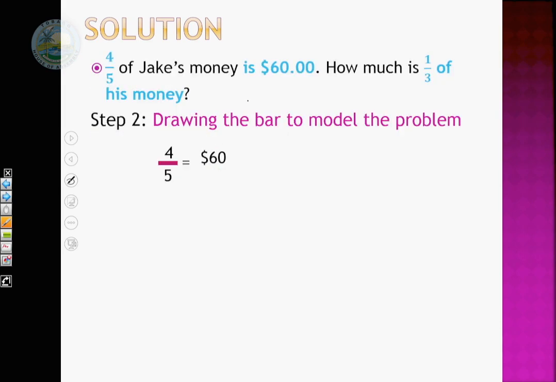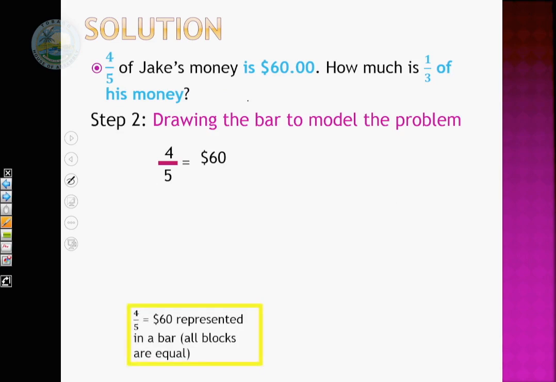Step 2 is to draw the bar to model the problem. So we have 4/5, and remember again, the pieces are equal. So our denominator, which is 5, tells us that we're splitting the bar into 5 equal pieces, and we have 4 pieces shaded, which is equal to 60.